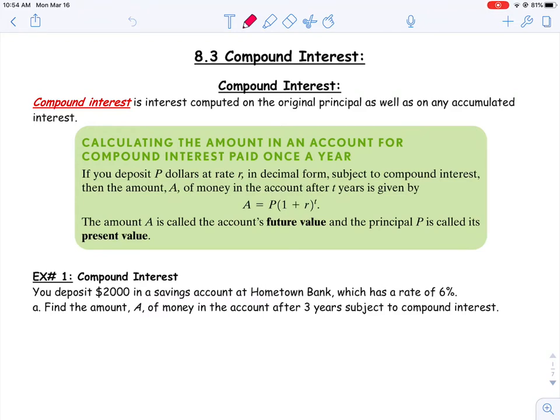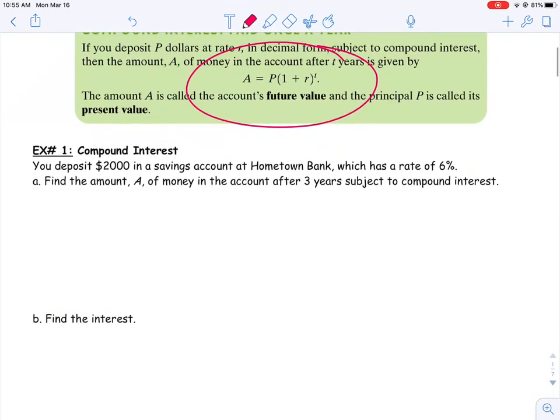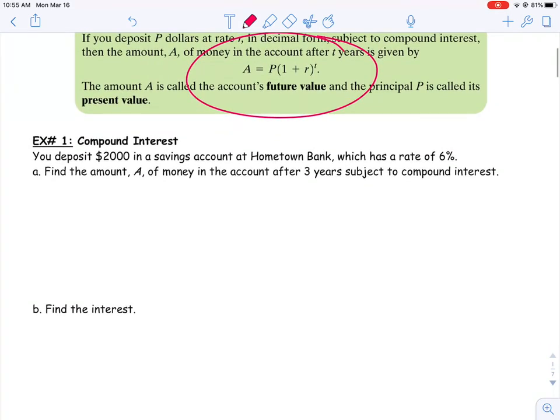In this green box, the first formula that we have is for calculating compound interest if it is paid once a year. So if your interest is calculated at the end of the year, this is the formula that you're going to use. Again, just like before, the A stands for your future value, how much you're going to have at the end total. Your P is your principal amount, your R is your interest rate, and your T is your time in years. Okay, so let's use that formula and do a few examples here.